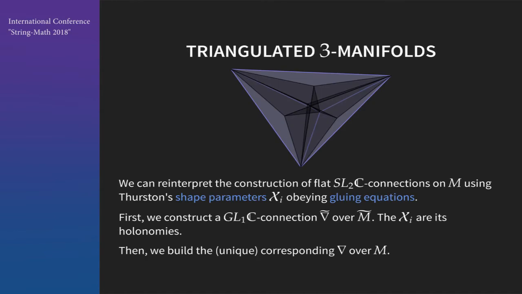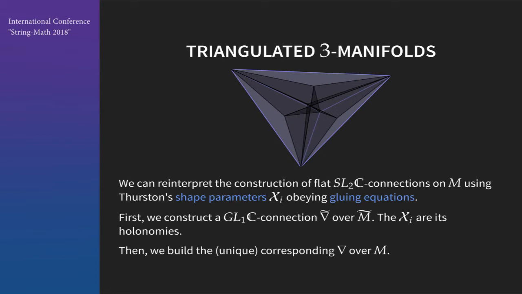So now we're in a position to understand the thing I described early in the talk, the statement that there's a construction of flat SL2C connections on M using one parameter in each tetrahedron, obeying some equations. I described that parameter as being somehow mysterious. From this point of view, it's somehow easy to understand.